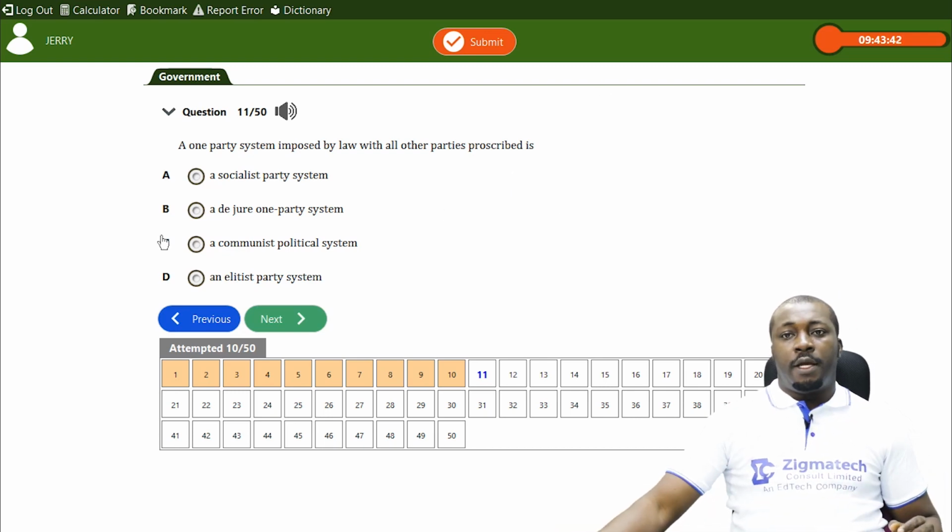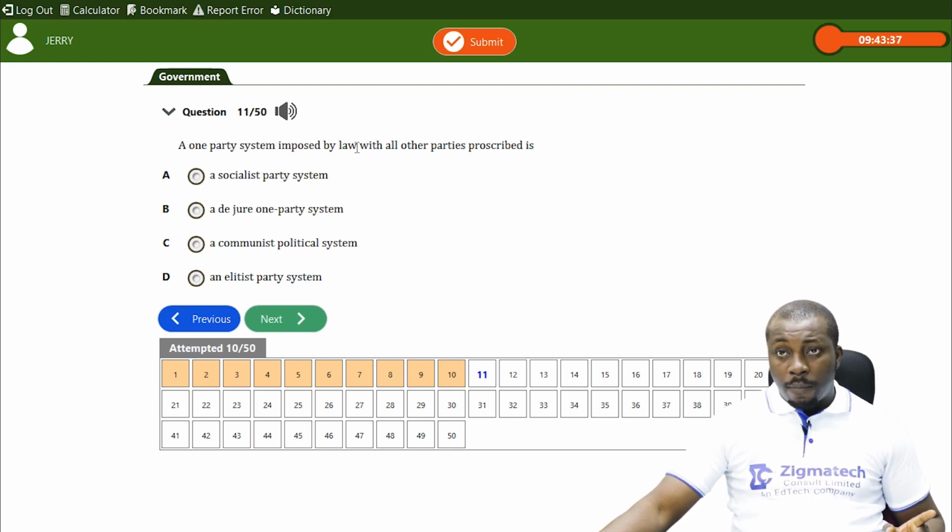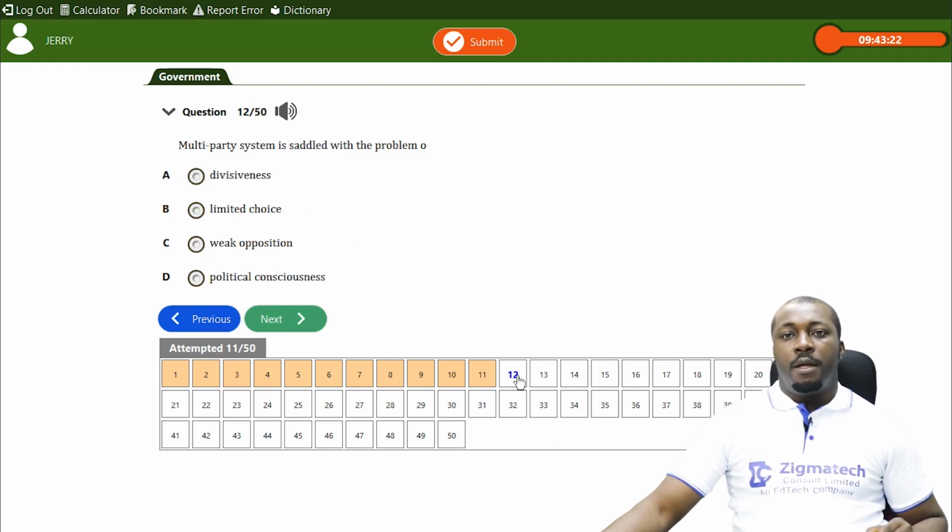Now, which one is the answer? It's a one-party system imposed by law. A, socialist party system. B, a de jure one-party system. C, a communist party system. D, an elitist party system. It is a de jure one-party system.